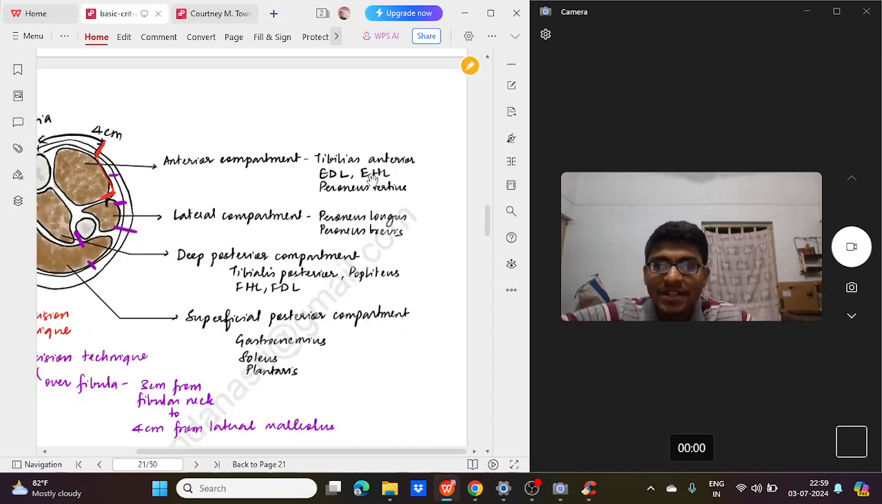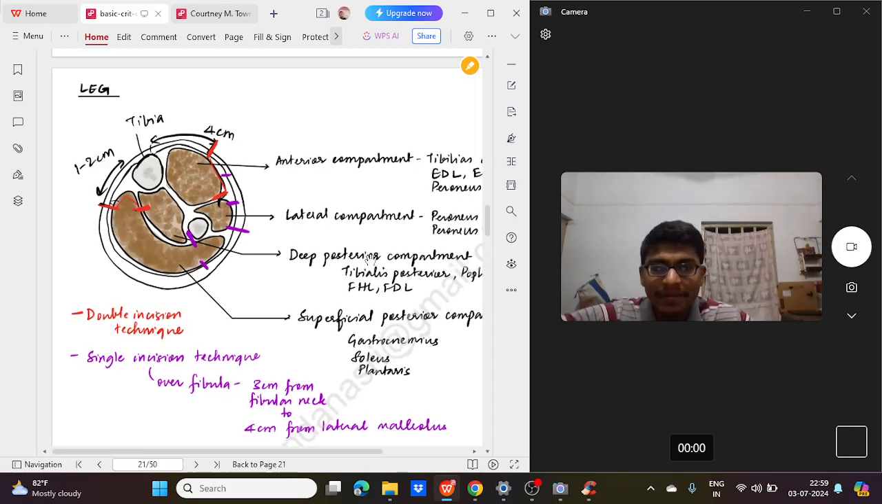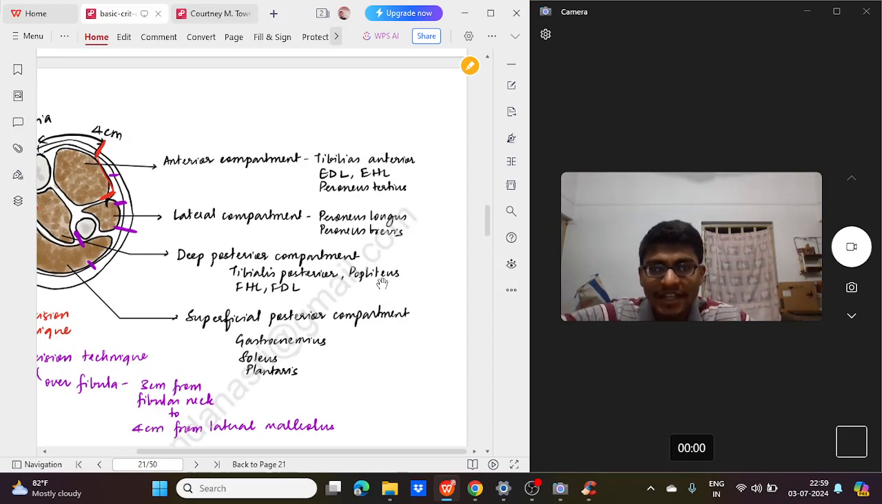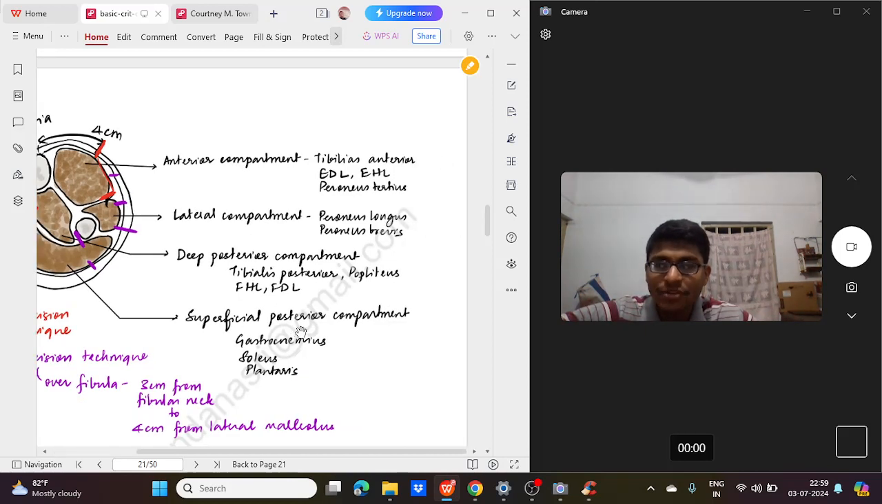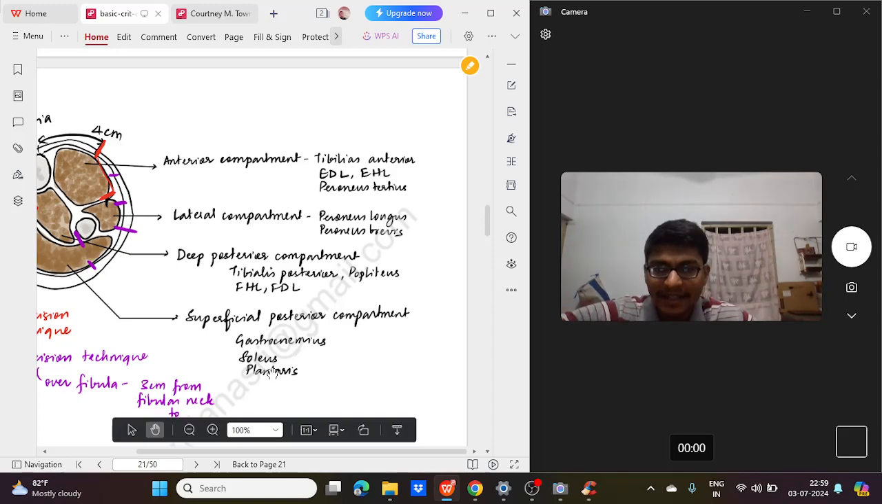Various muscles: in the anterior compartment we have tibialis anterior, extensor digitorum longus, extensor hallucis longus, and peroneus tertius. In the lateral compartment we have peroneus longus and peroneus brevis. In the deep posterior compartment, we have tibialis posterior, popliteus, flexor hallucis longus, and flexor digitorum profundus. In the superficial posterior compartment, we have gastrocnemius, soleus, and plantaris.